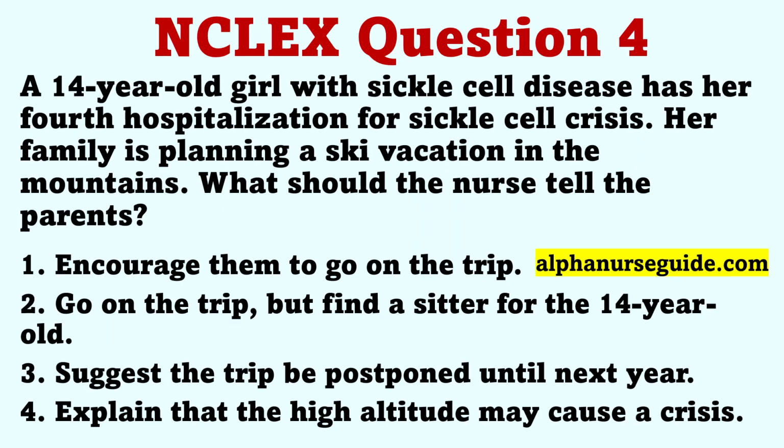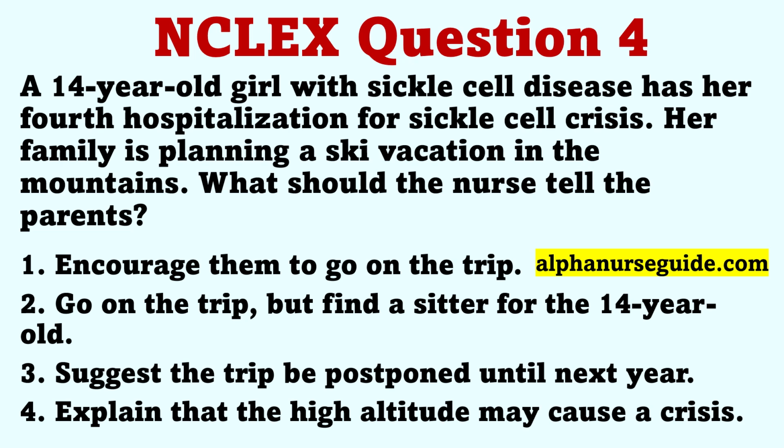A 14-year-old girl with sickle cell disease has her 4th hospitalization for sickle cell crisis. Her family is planning a ski vacation in the mountains. What should the nurse tell the parents? 1. Encourage them to go on the trip. 2. Go on the trip, but find a sitter for the 14-year-old. 3. Suggest the trip be postponed until next year. 4. Explain that the high altitude may cause a crisis.